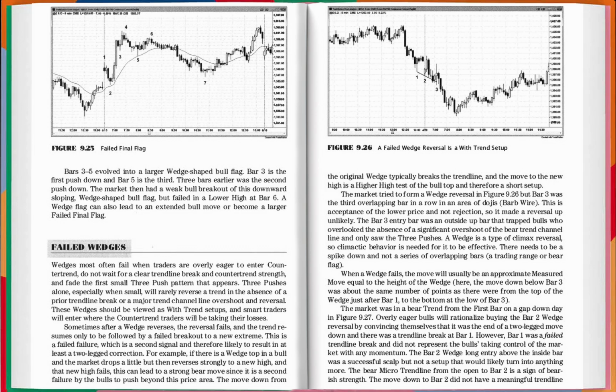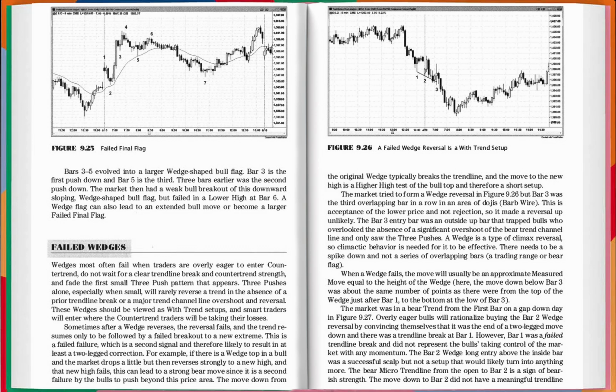Failed wedges. Wedges most often fail when traders are overly eager to enter countertrend, do not wait for a clear trendline break in countertrend strength, and fade the first small 3 push pattern that appears. 3 pushes alone, especially when small, will rarely reverse a trend in the absence of a prior trendline break or a major trend channel line overshoot and reversal. These wedges should be viewed as with-trend setups, and smart traders will enter where the countertrend traders will be taking their losses.